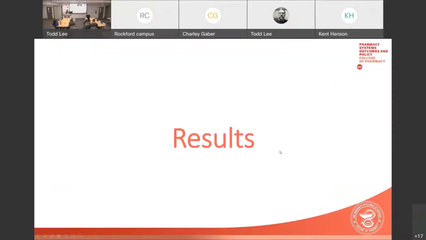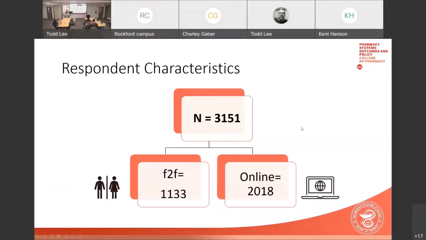So what we did is we calculated H prime and J prime for each of those 4 variations of the EQ5D scales. So I will present those results in a moment, but first let's take a look at just some of our respondent characteristics. So overall, we had 3,151 respondents. 1,133 of those occurred face-to-face, and 2,018 were done online.